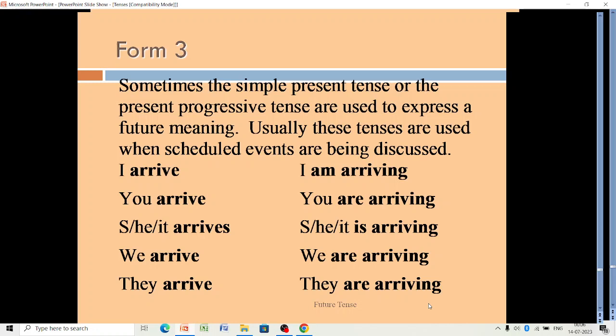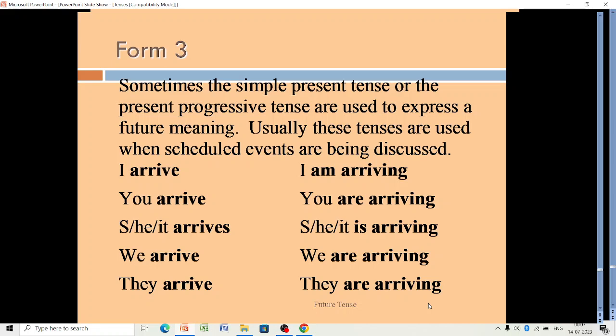Sometimes the simple present tense or the present progressive tense are used to express a future meaning. Usually these tenses are used when scheduled events are being discussed. For example, if the Prime Minister or the President visits a state, it is a scheduled event and they are being expressed through simple present, present progressive, simple future.